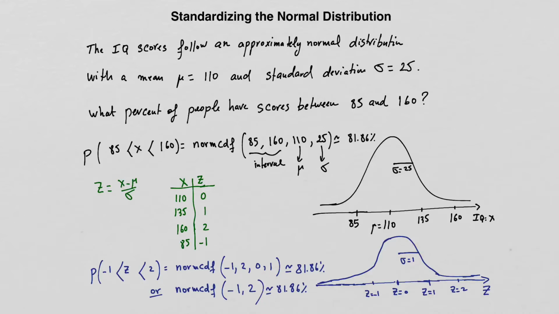In fact, if you go to the TI, to your grapher, and write norm CDF interval from -1 to 2, like this, right? -1 to 2, which is exactly from 85 to 160. You don't even have to write 0, 1. Whether you write it this way or you just write the interval, you don't even have to say mu sigma. You don't have to write 0, 1. You will get the same answer. See?